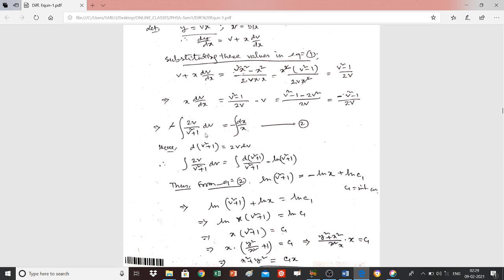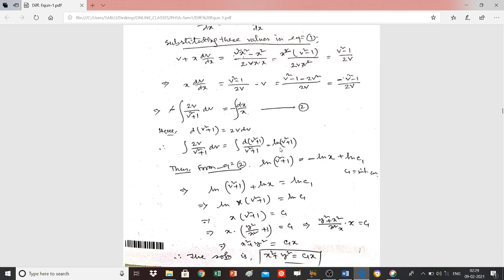Okay, so we have 2v by v square plus 1 dv with a minus sign, that is equal to dx by x. Now this minus sign was omitted, so there will be a minus sign here. So now you know that d of v square plus 1 is equal to 2v dv. So this 2v dv can be replaced by d of v square plus 1, and here v square plus 1. So you know that this is of the form dx by x.